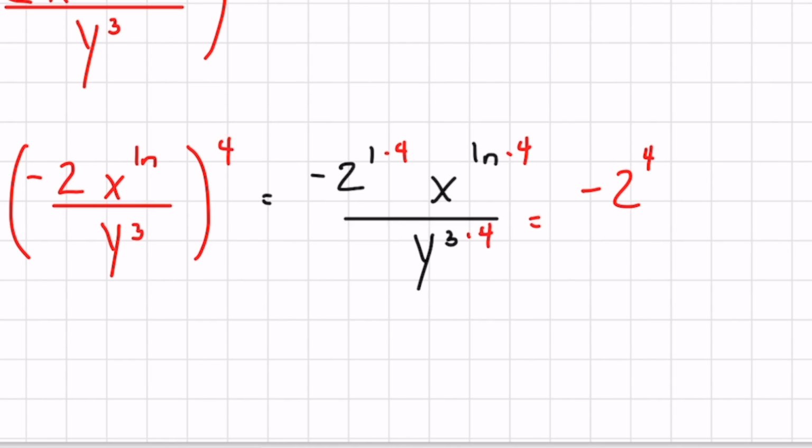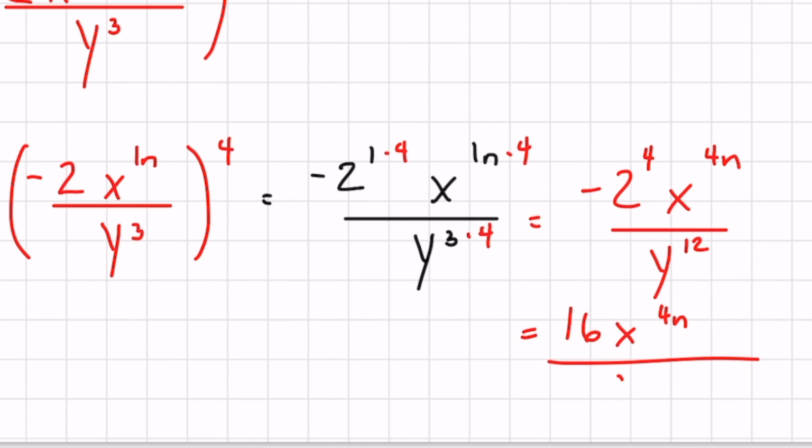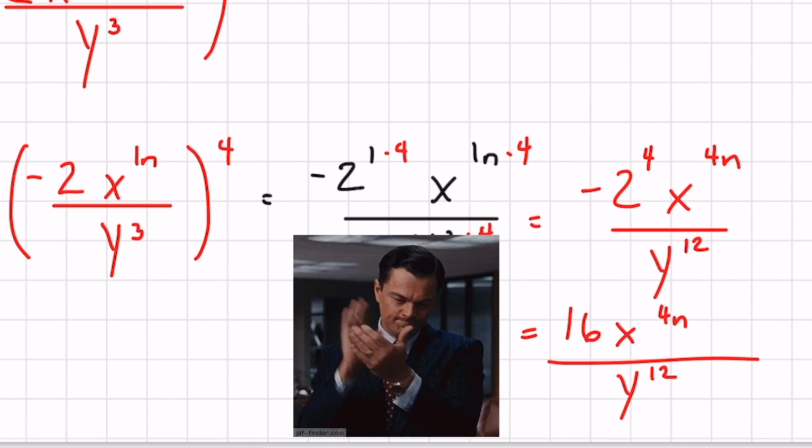Negative 2 to the fourth, x^(1n times 4) is just 4n, divided by y^(3 times 4), which is 12. And I can still simplify this part. Negative 2 to the fourth power. So in the end, that becomes 16x^4n all over y^12.